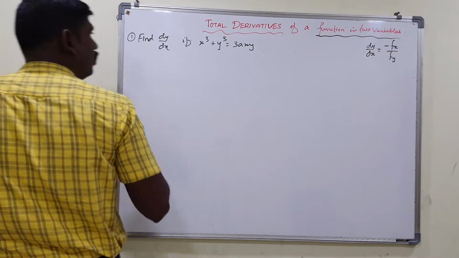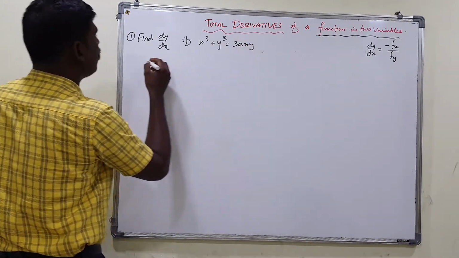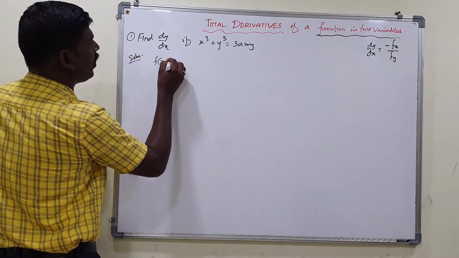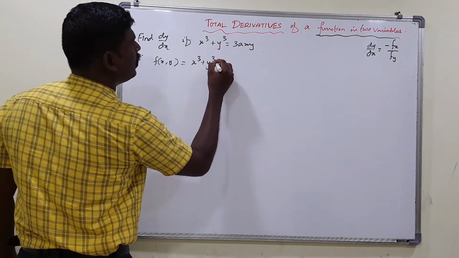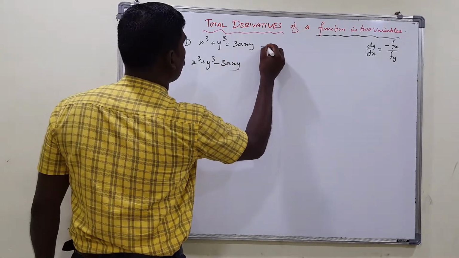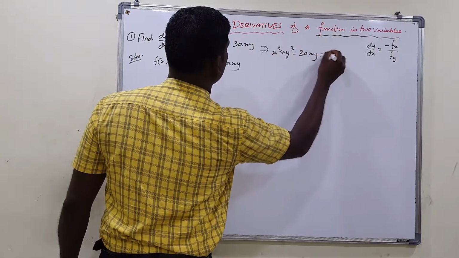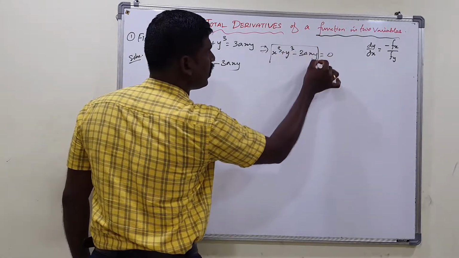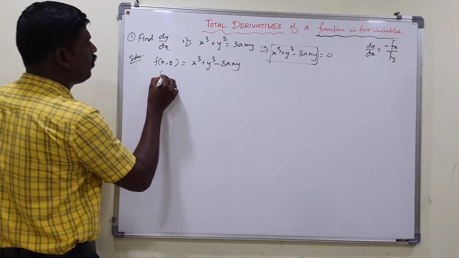So what is f? Taking this term to the left hand side, make the right hand side become 0. Solution. So this implies x cube plus y cube minus 3a xy equal to 0. So make the equation's right hand side become 0. Take this given function as f of x comma y. I directly write it here. So now I am going to find fx.